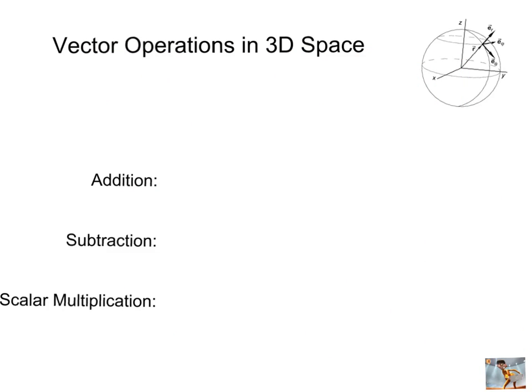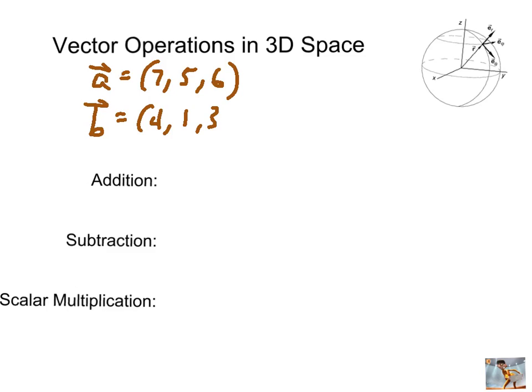Let's do an example. How about we have vector A equals 7, 5, 6. Let's let vector B equal 4, 1, 3. And in our givens up here, we're going to let k be a real number. We'll let it be 3. Well, we are going to add A and B. We are going to subtract A and B. And then we are going to multiply 3 times vector A.